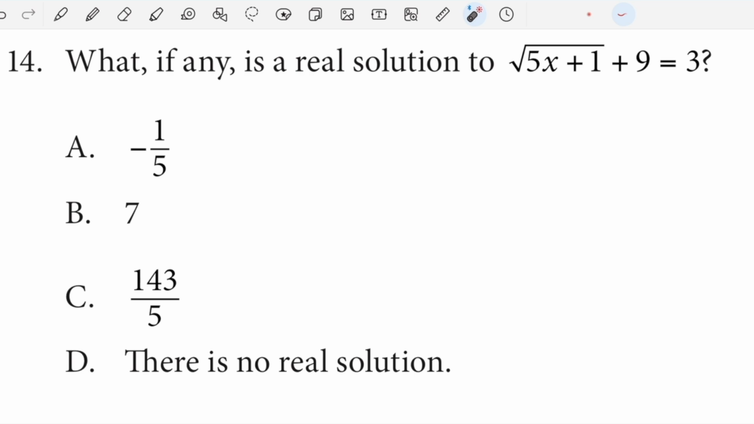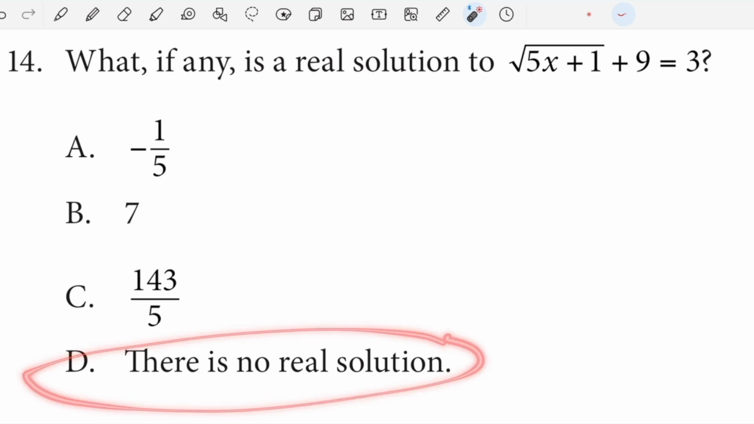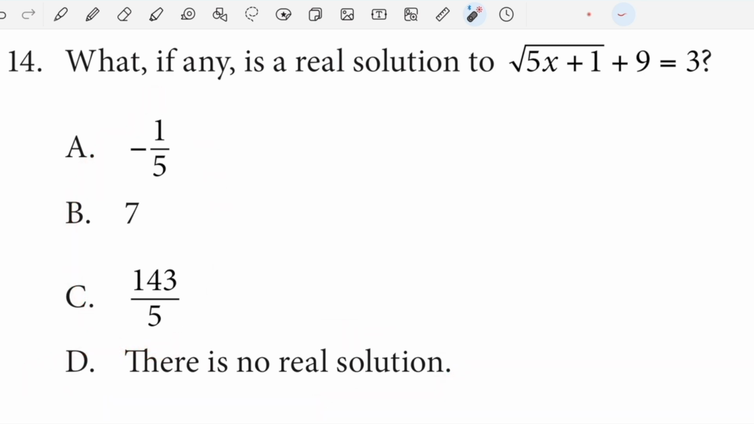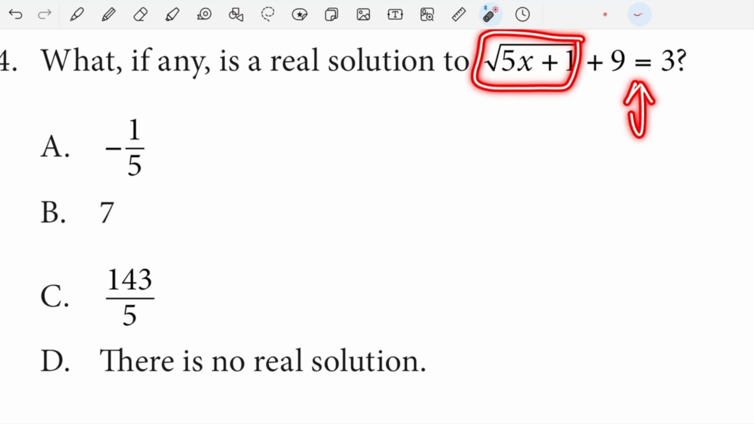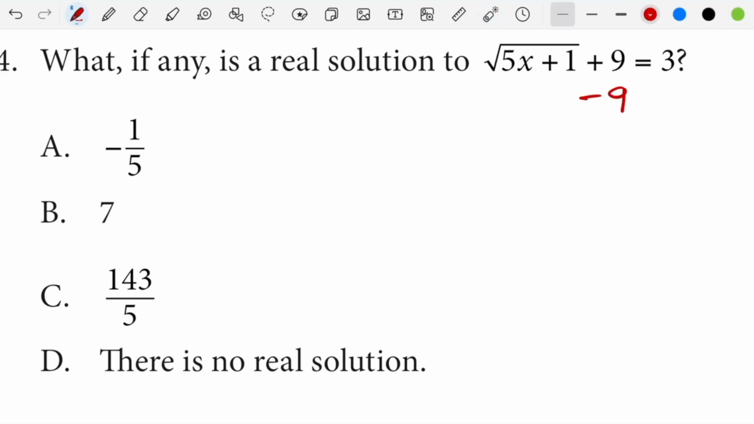What, if any, is a real solution to this? So maybe there's no real solution, or maybe we have an answer like that. So let's solve this. Every time you have radicals, guys, you have to get rid of whatever is on the outside, plus 9. You want to leave whatever has the radical by itself on one side of the equal sign. So get rid of the 9. Minus 9, minus 9. You do the opposite, right? And I have the square root of 5x plus 1 equals 3 minus 9, which is negative 6.